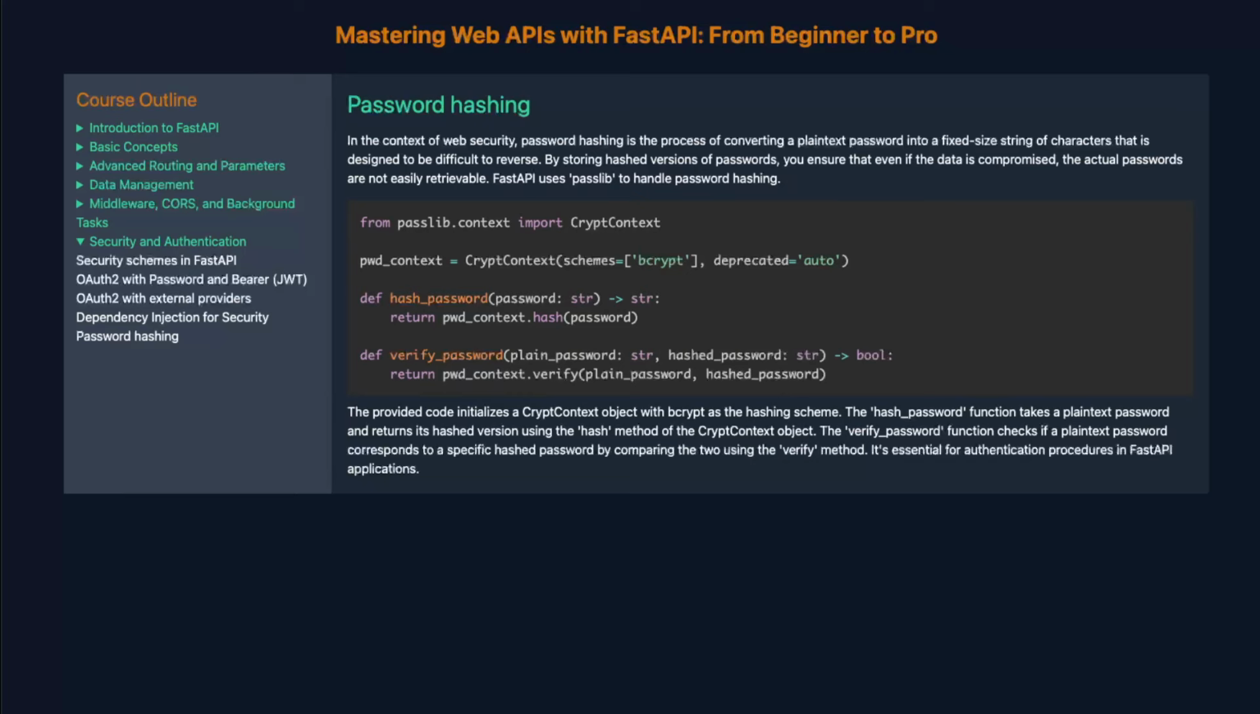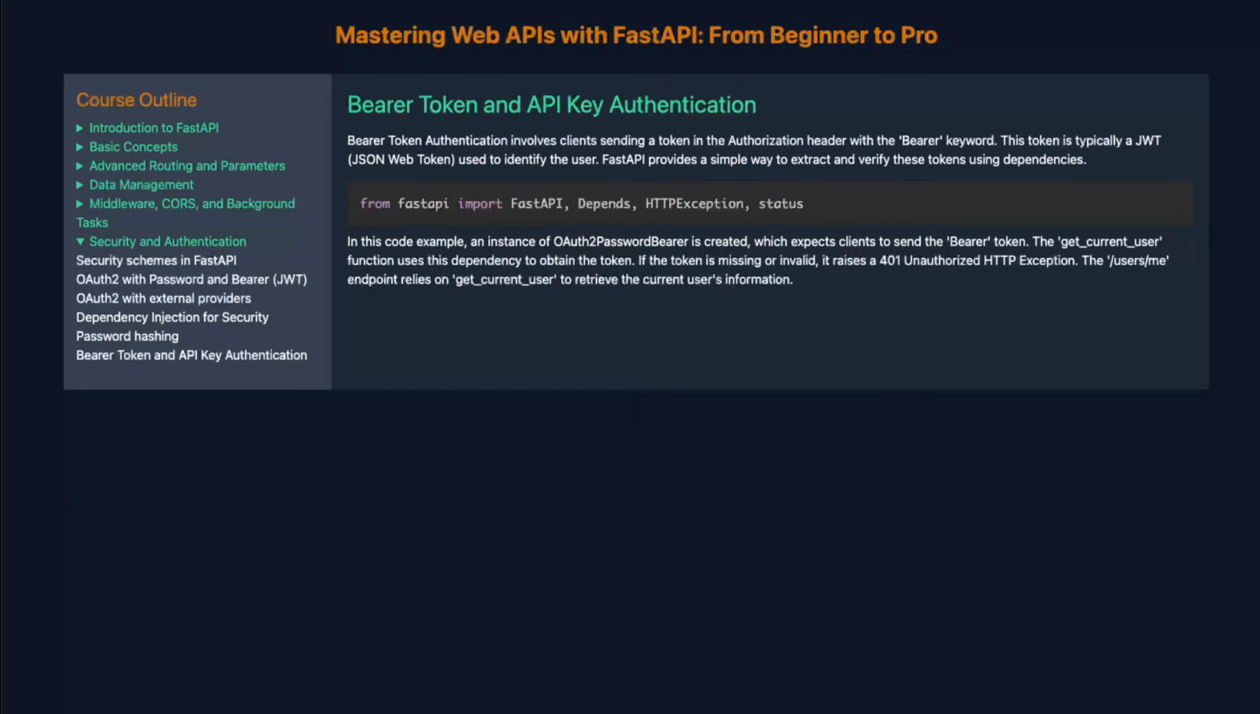Bearer token and API key authentication. Bearer token authentication involves clients sending a token in the authorization header with the bearer keyword. This token is typically a JWT, JSON Web Token, used to identify the user. FastAPI provides a simple way to extract and verify these tokens using dependencies.